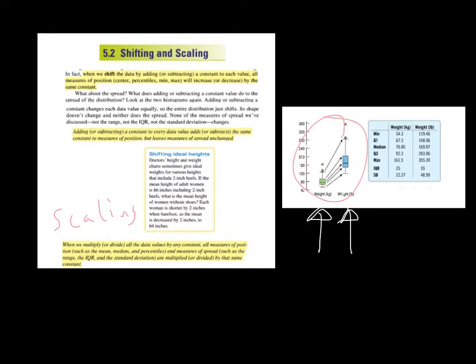One of the big reasons you know that we've scaled is when we look right here, our measures of spread, IQR and standard deviation, have changed. When we go from the kilogram side, 25, to the pound side, 55 for the IQR, and for standard deviation, 22.27 to 48.99. That's a clear indication that we have multiplied, because measures of spread changed. Again, I highly suggest you copy the yellow highlighted sections and reread them after you copy them.